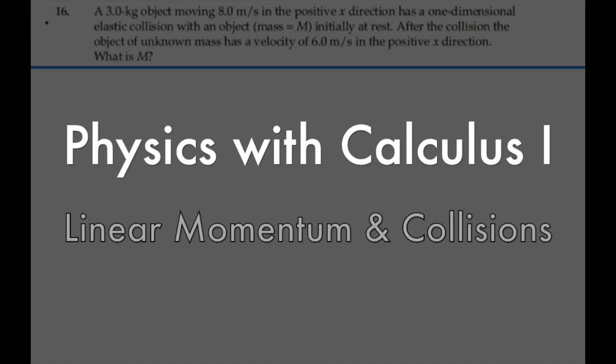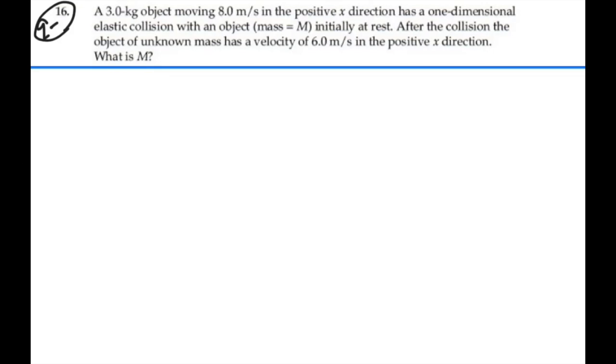Here's problem 916. A 3 kilogram object moving 8 meters per second in the positive x direction has a one-dimensional elastic collision with an object of mass m initially at rest. After the collision, the object of unknown mass has a velocity of 6 meters per second in the positive x direction. What is m?